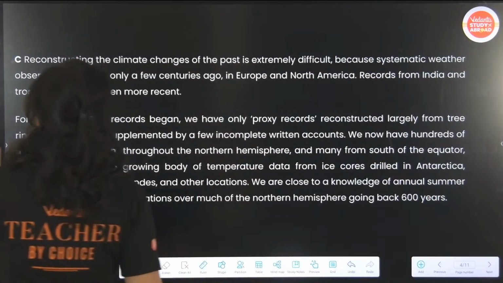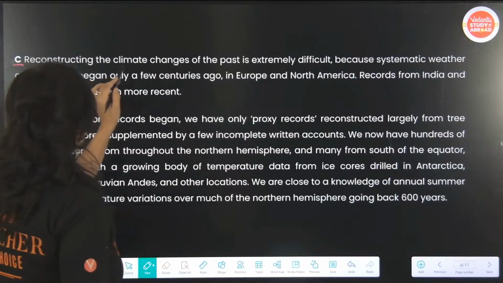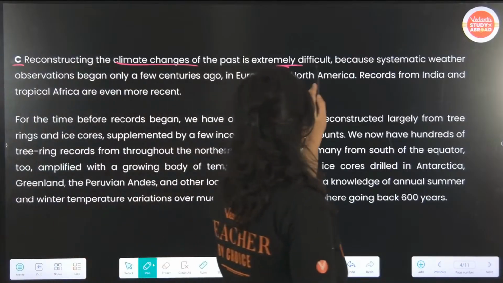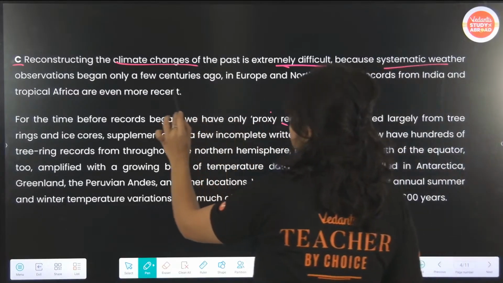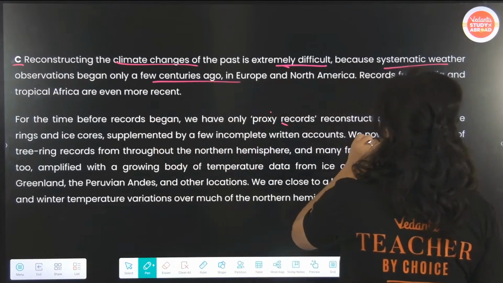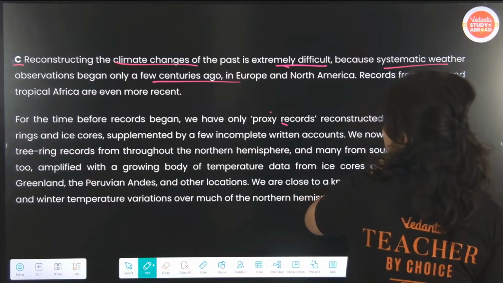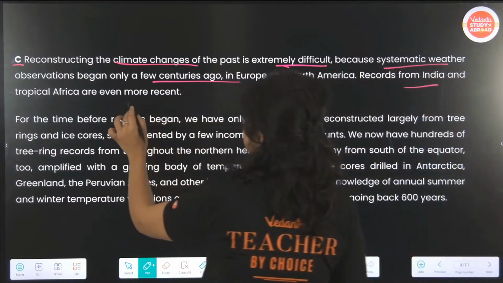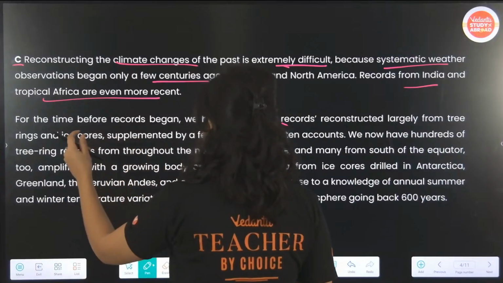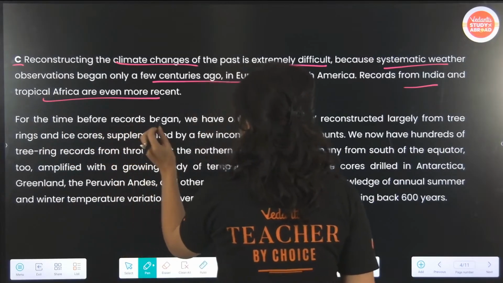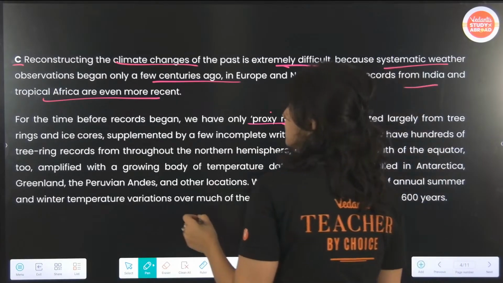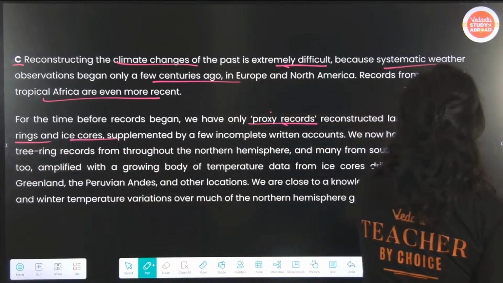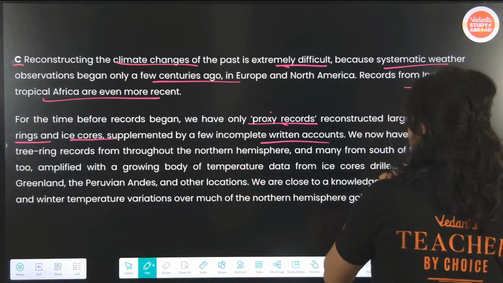Alright? Next. Reconstructing the climate changes of the past is extremely difficult because systematic weather observations began only a few centuries ago in Europe and North America. Records from India and tropical Africa are even more recent. For the time before records began, we have only proxy records, reconstructed largely from tree rings and ice cores, supplemented by a few incomplete written accounts.